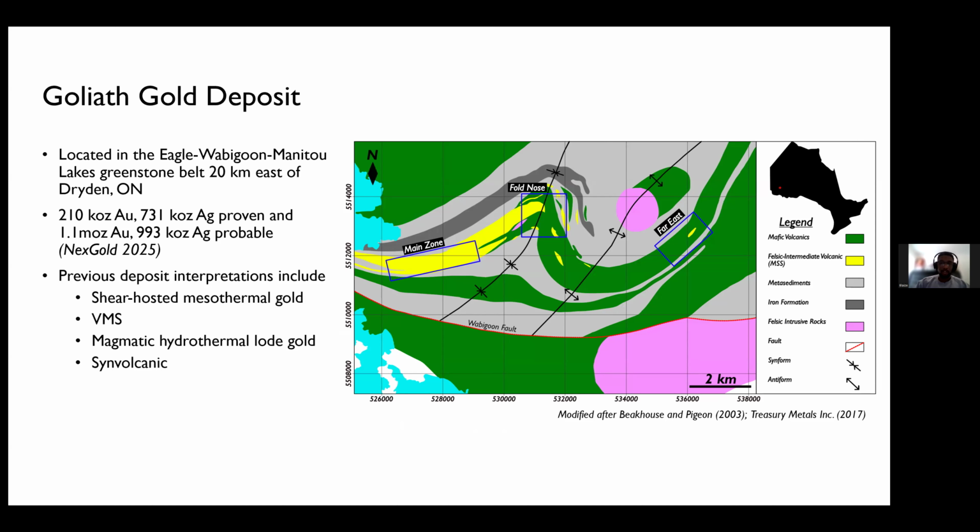So the morphology for this deposit is a result of two main deformation events. D1, which is north-south shortening, which produced some tight isoclinal folds, followed by D2, which is a north-northeast, south-southwest dextral transpression, and this produced these open folds you see here on the map. So the main zone is where the bulk of the ore is at the Goliath Gold Deposit, and this is where most of my samples will be coming from as well.